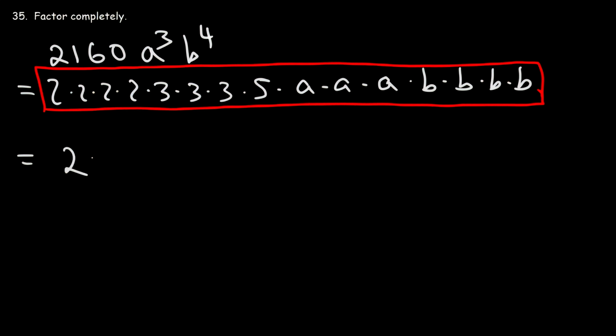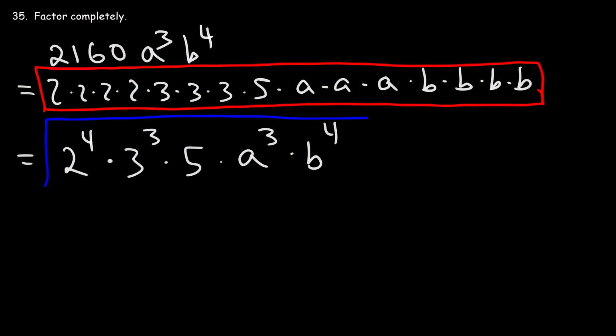We had 4 2's, so we can write that as 2 to the fourth. We had 3 3's, so 3 to the third, 1 5. And the 3 A's, we can leave it as A to the third, and then times B to the fourth. So we can condense our answer and leave it like this if we want to.